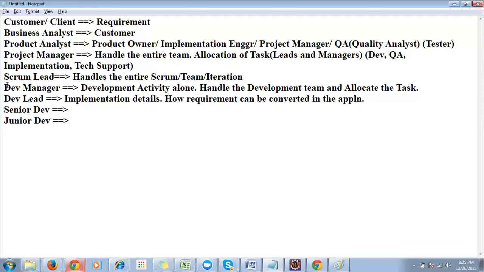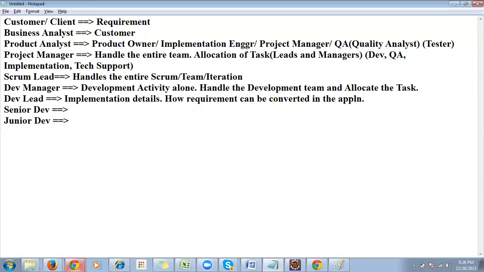Some places you will have a dev manager, some places you might not. That's why I'm confused, I never had a development manager. Correct. It's not compulsorily there in all places. Some places there will be a development manager, some places a development lead. These all change.